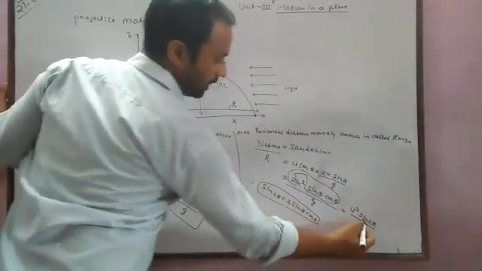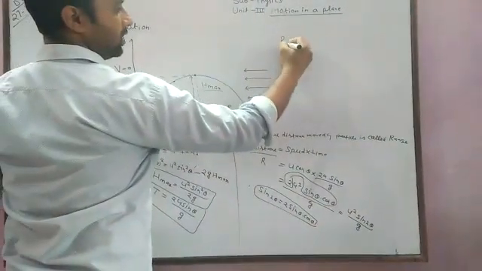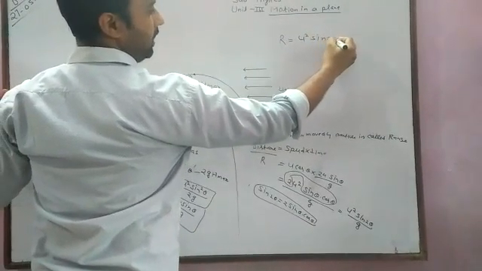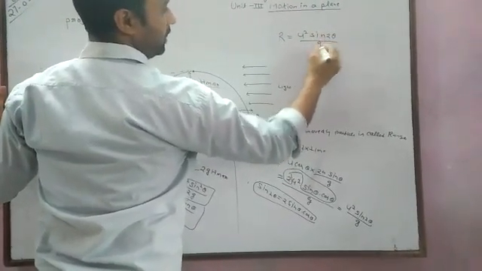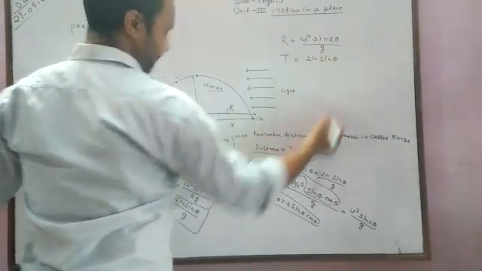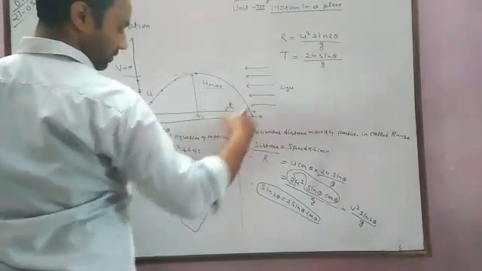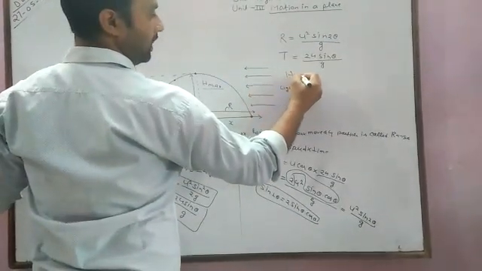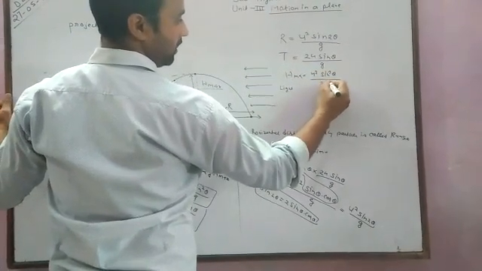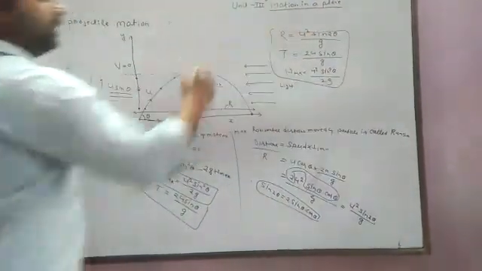We have to remember three formulas. First, the range: range is equal to u square sin 2 theta upon g. Time of flight: 2u sin theta upon g. And the next formula, for the maximum height: u square sin square theta upon 2g. These formulas we have to remember in this lecture.